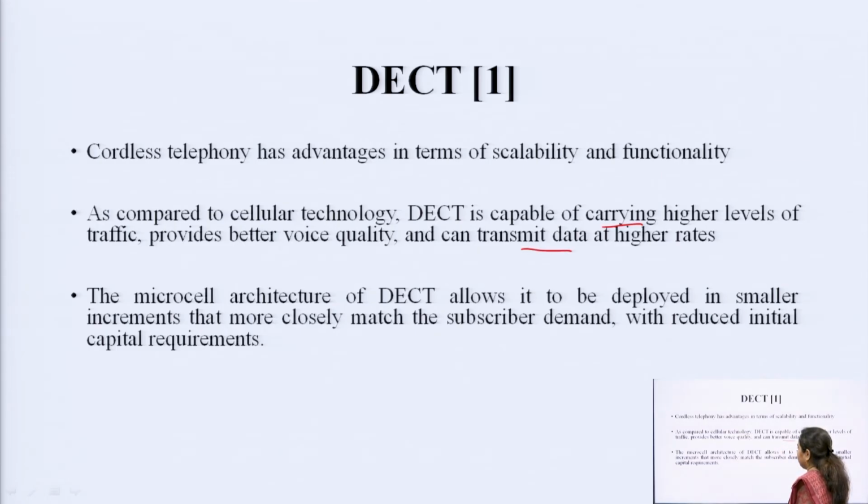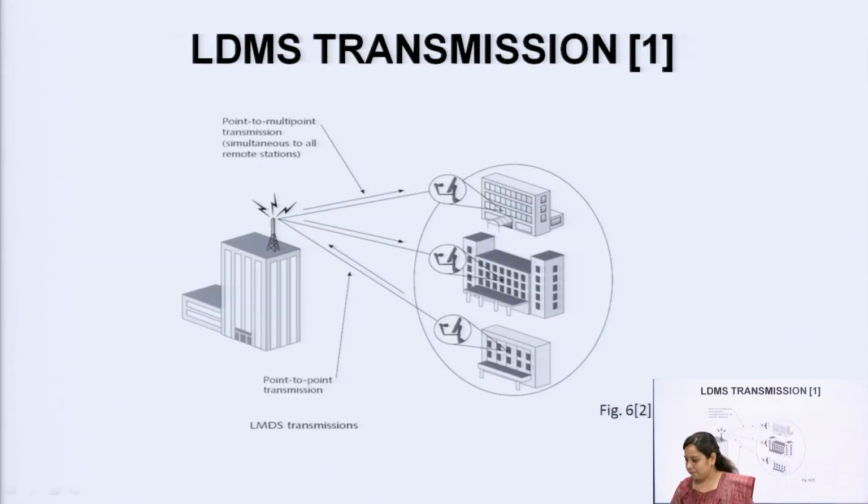The microcell architecture of DECT allows it to be deployed in smaller increments that more closely match the subscriber demand, with a reduced initial capital requirement. So, that is the case with DECT.